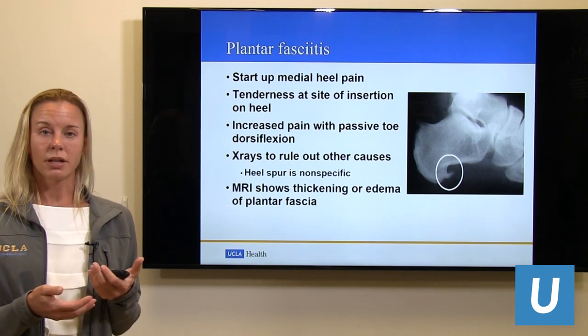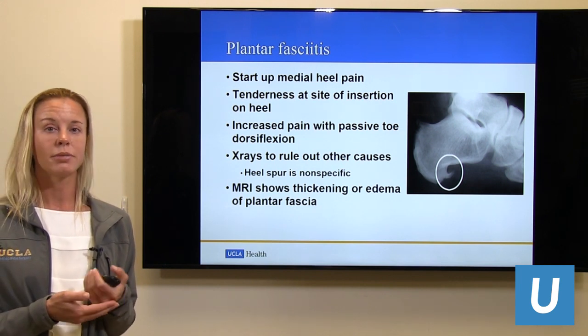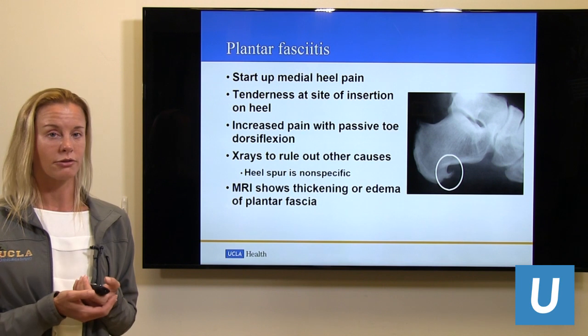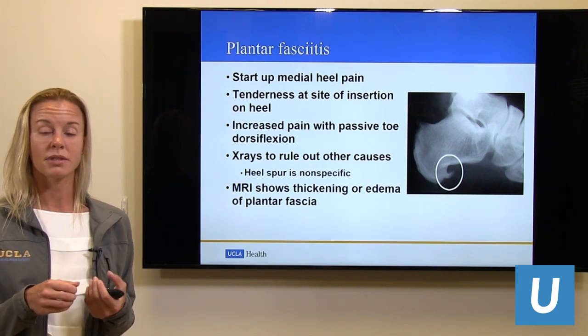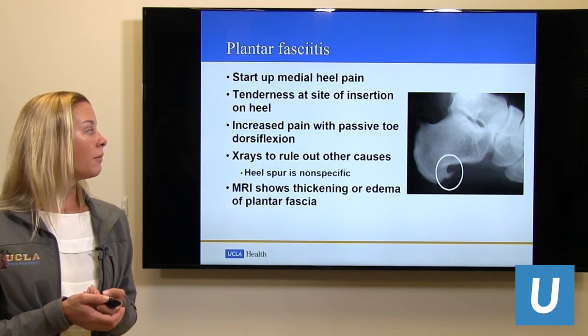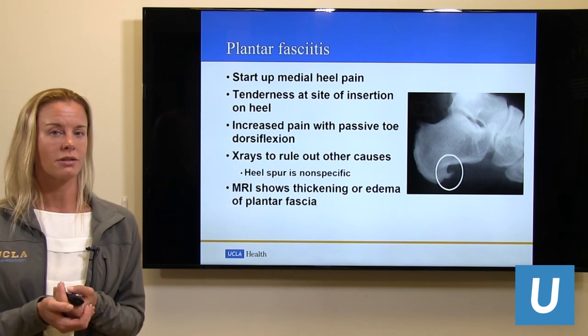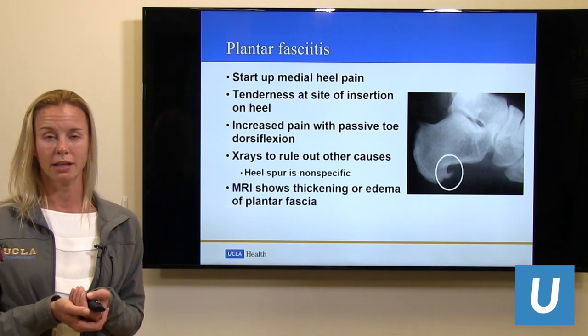Like I said, you can see pain anywhere along the bottom of your foot. Typically it's right under the heel, but it can be through the arch and in the ball of your foot as well. If you pull your toes back towards your head, sometimes that makes the pain in the arch of your foot worse. We'll usually get x-rays just to make sure that there's not something like a stress fracture or other reason for you to have pain.